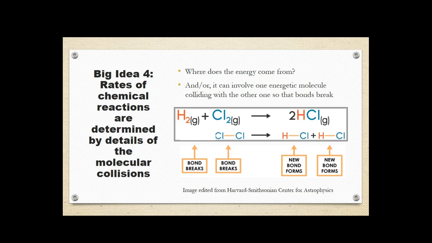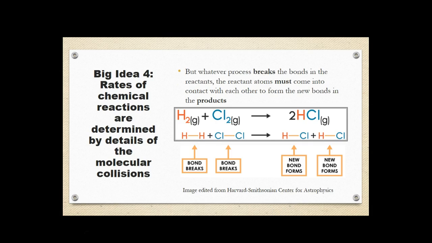Now, you can also get the energy to break a bond when one energetic molecule collides with another one, breaking off atoms. For instance, the hydrogen hits the chlorine with adequate energy to break both bonds, perhaps. Now, whatever process breaks the chemical bonds in the reactants, we know that the reactant atoms must come into contact with each other to form the new bonds in the products.